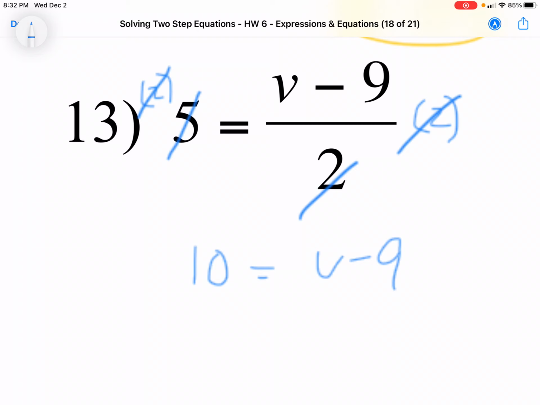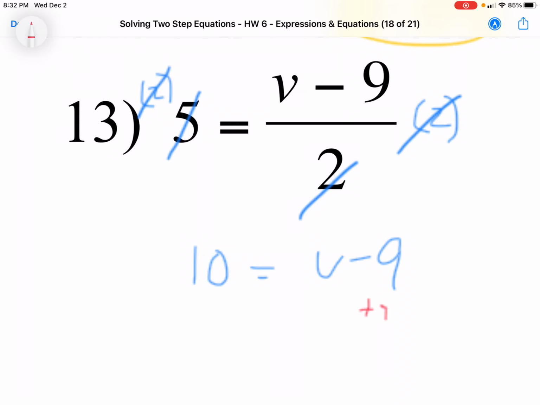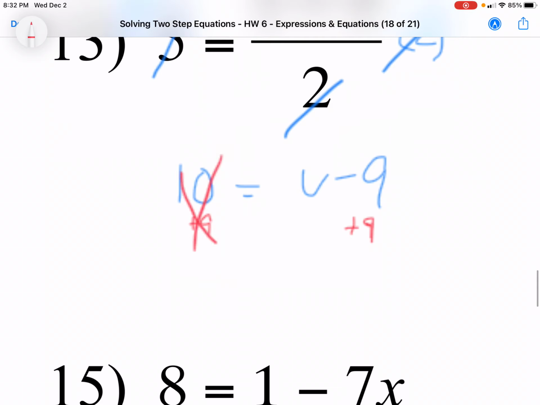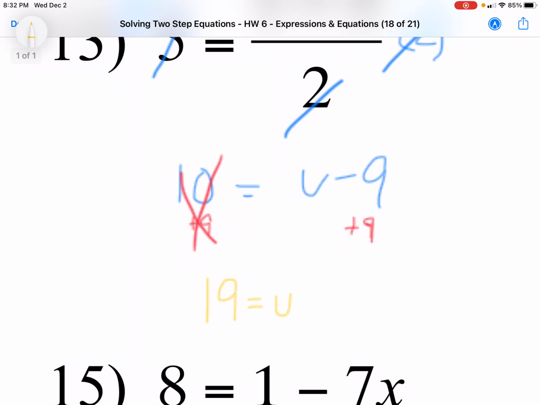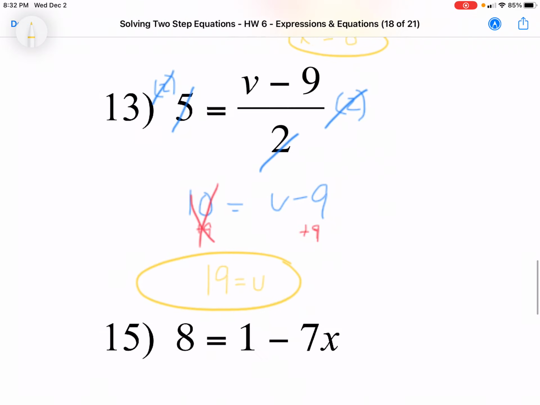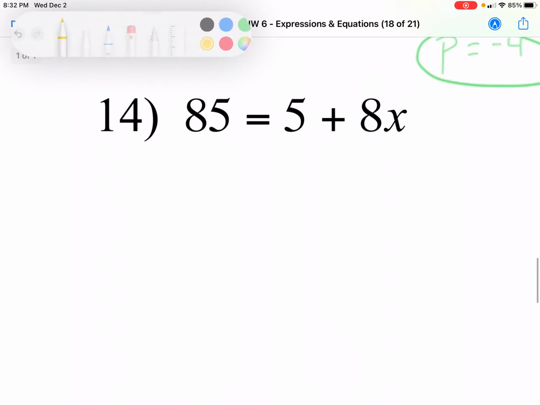Now, does that look like something I can solve? Yes, it does. All I'm going to do is add 9 to both sides. I'm left with 19 equals v. And I know the v is on the opposite side, but that's okay. I think we have another one of those in a minute, so we'll do it again.